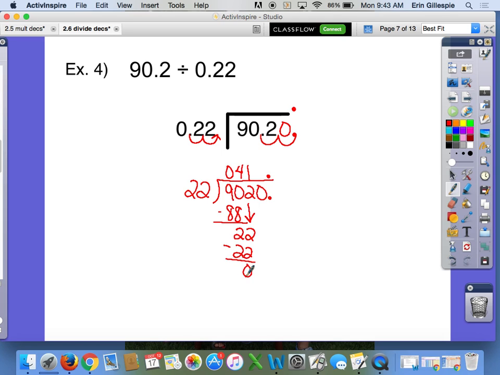Not done though, because look up in my dividend, I still have another number. So I need to bring that down. Okay, I have 0. How many times does 22 go into 0? 0. You need that 0. 41 is a lot different number from 410, so we need to put that 0 over it to tell that that's actually our answer. I am now done because 0 times 22 is 0. I subtract and get 0. I don't need to add anything here. So our answer would be 410. So it is possible to get whole number answers even when you're dividing decimals.